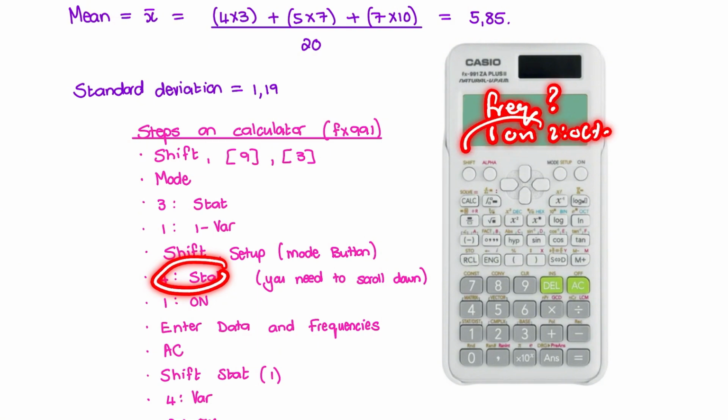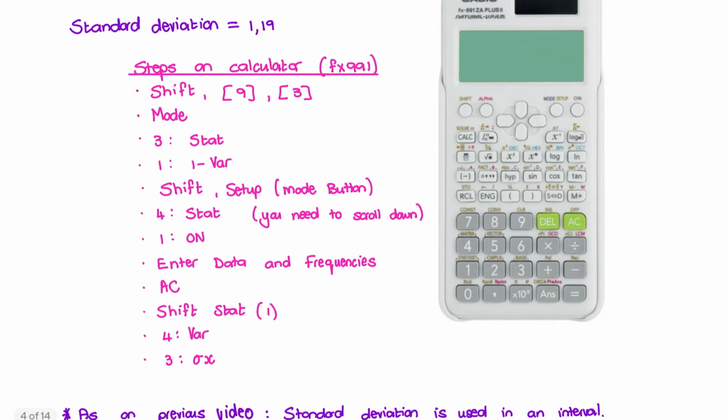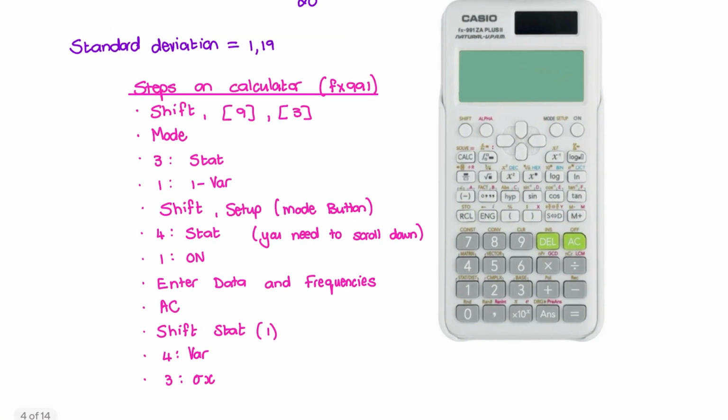So you press frequency on, and now the data table would have changed to X and a frequency table as well. So you only need to enter 4, 5, and 7, and next to 4, 3, next to 5, 7, and next to 7, 10. And once you have entered the data, you press AC. Now the screen would clear, so you press Shift, Stat, so that is Shift 1, and choose the option that says Var. And then you choose the sigma x, and that is our standard deviation.